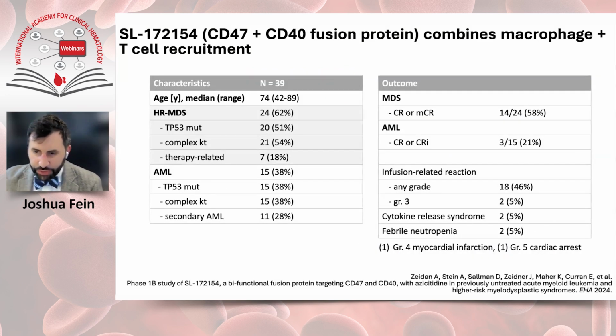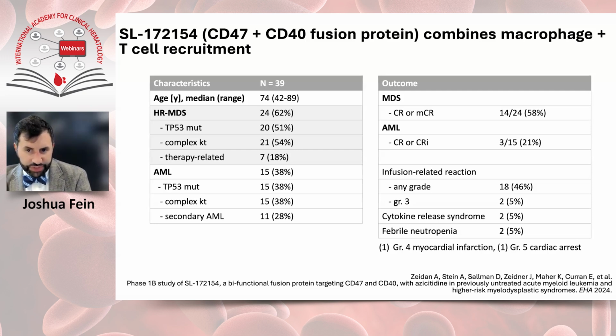Since that time, there's been another compound, SL172154. These are data that Amer Zeidan presented at EHA earlier this year. And the idea here was to combine the macrophage target with CD47 inhibition with T cell recruitment, so CD40 antibody, and hopefully then combine the ability to phagocytose and also recruit T cells to use a T cell mediated approach to cell killing these leukemic cells.